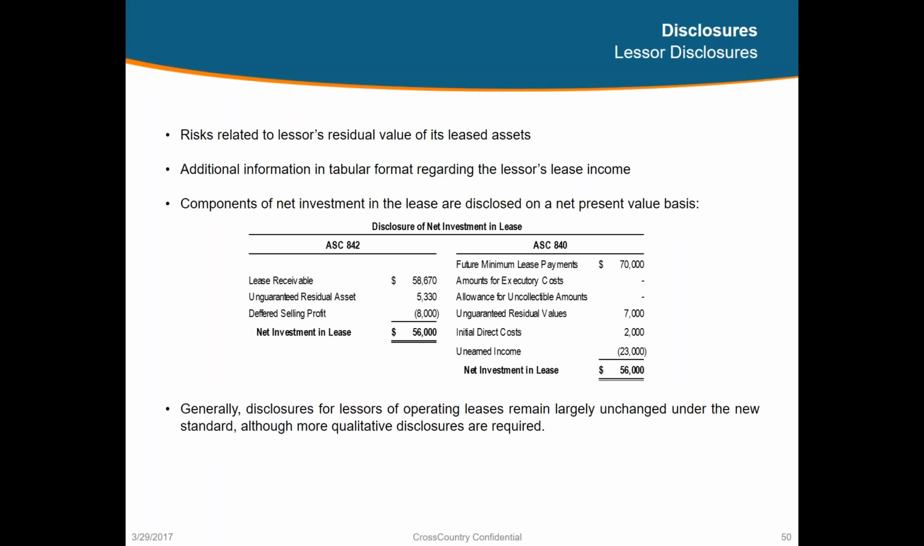Generally, disclosures for lessors of operating leases remain largely unchanged under the new standard, although more qualitative disclosures are required. Components of the net investment in the lease are disclosed on a net present value basis. This will require entities to perform separate amortization calculations for each component of the net investment in the lease. It is now time for our fourth and final polling question.